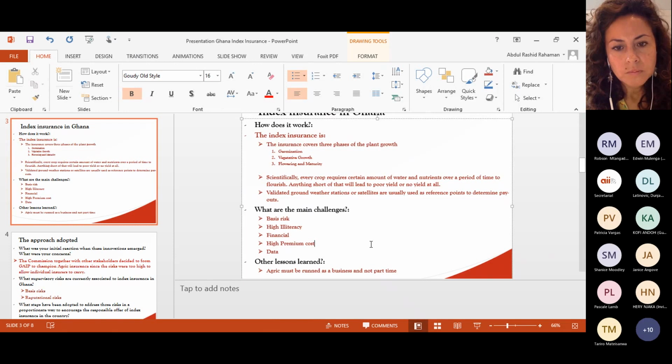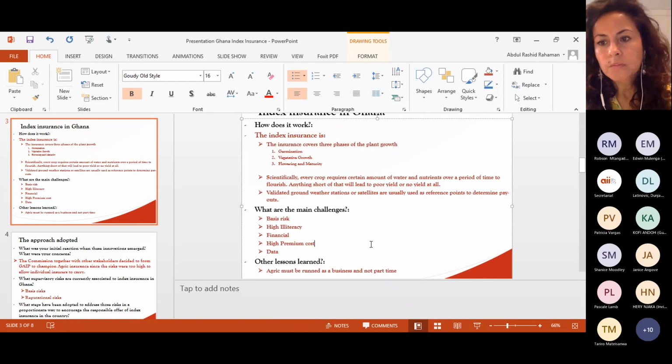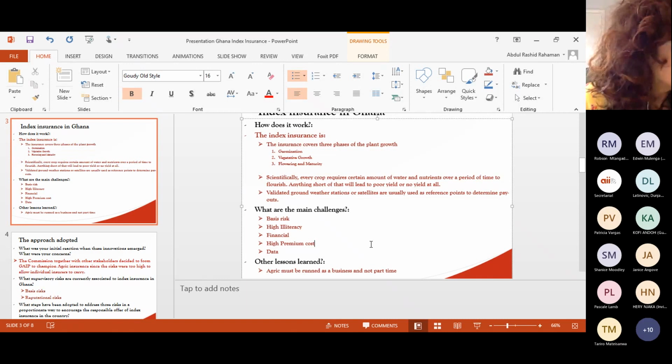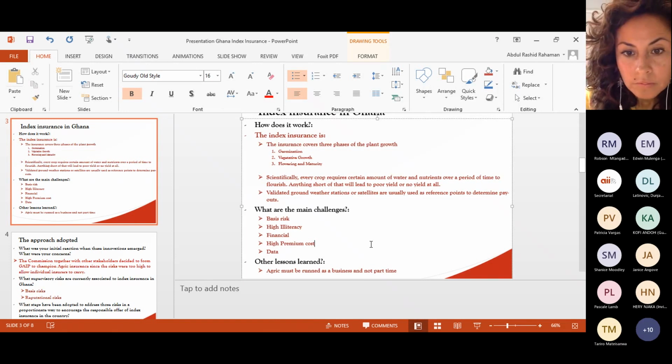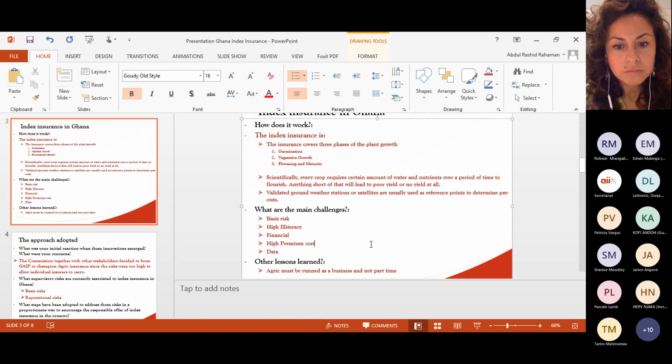In terms of challenges, like all other agri insurance products in Ghana, we have challenges with basis risks and high illiteracy rates in terms of understanding the complexity of the product, financial problems as in high cost of premiums because agri products in Ghana are not subsidized, and we also have issues with data. Credibility of data that will help us underwrite the products to help the farmers is lacking. And the lessons we've learned is that we need to encourage people to take farming seriously. Most people just look at farming as an alternative and a part-time business. So we want to encourage people to take up farming as a full-time business and give their attention to it.